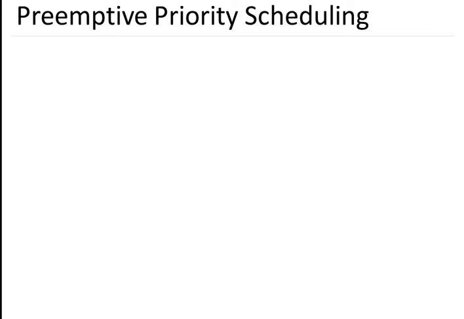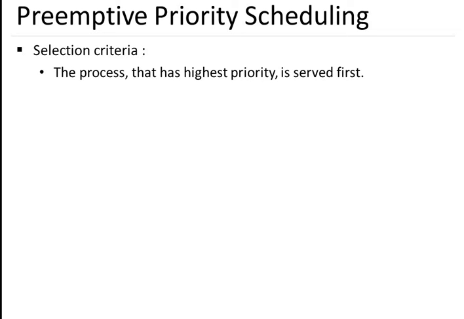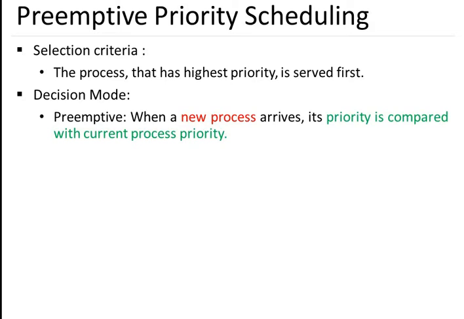So let's start. The selection criteria in this algorithm is that the process that has the highest priority will be served first, and the decision mode is pre-emptive. Now there is a difference. In non-pre-emptive, the decision mode is non-pre-emptive, whereas in pre-emptive priority scheduling, the decision mode is pre-emptive.